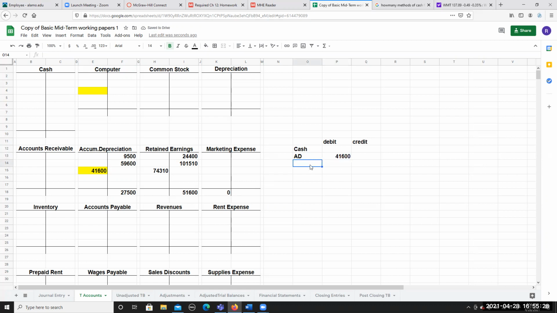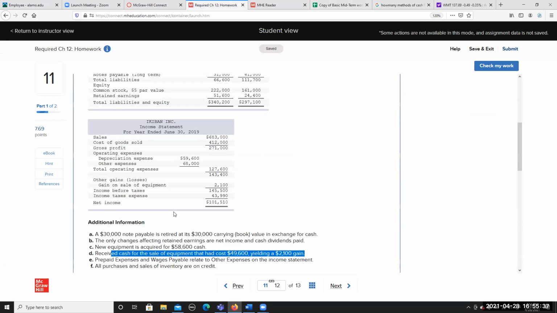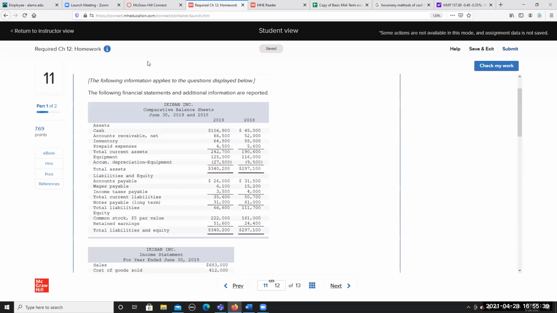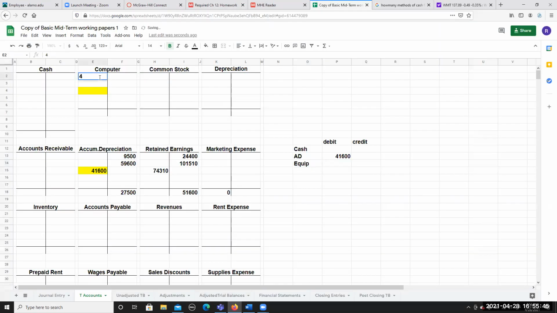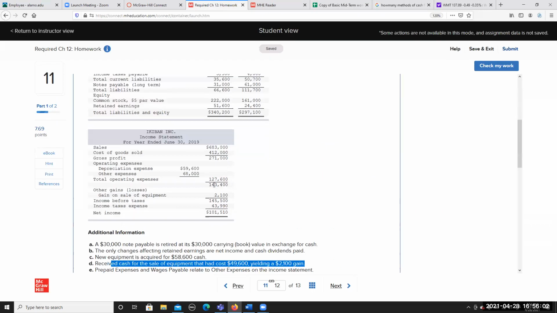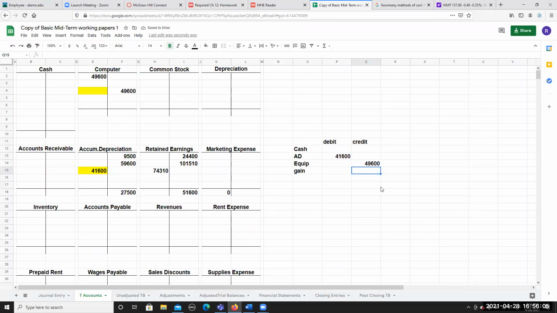And then we also know to get rid of equipment, what do you have to do? Look here to note, it costs 49.6. So over here, when you have 49.6 equipment, to get rid of it, you credit it. So equipment is 49.6. Okay. And you have a gain. They tell us what the gain is, and a gain's a credit. Right here it tells us the gain was 2,100. So the journal entry is 2,100.